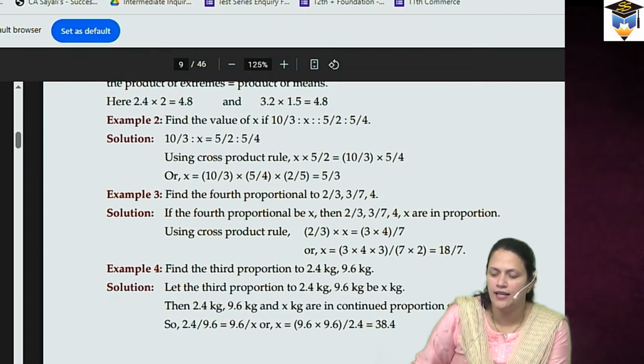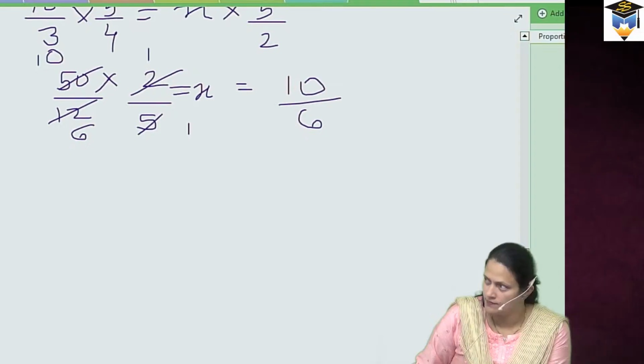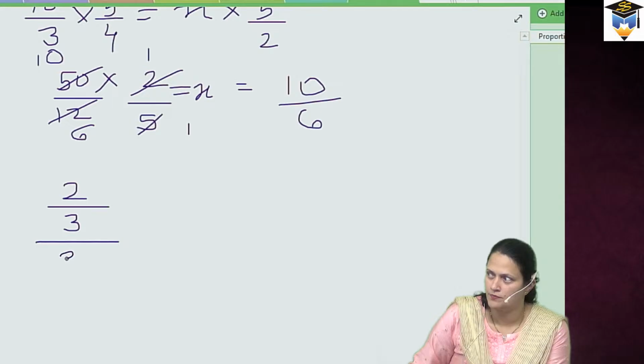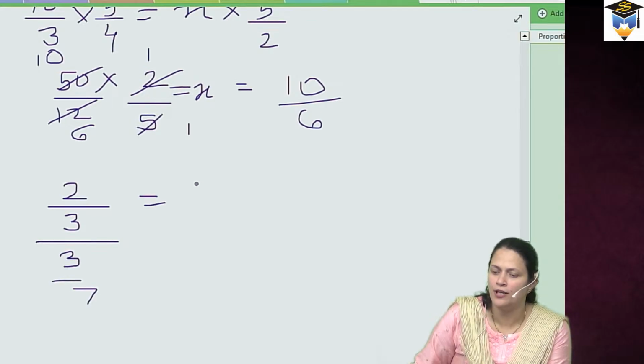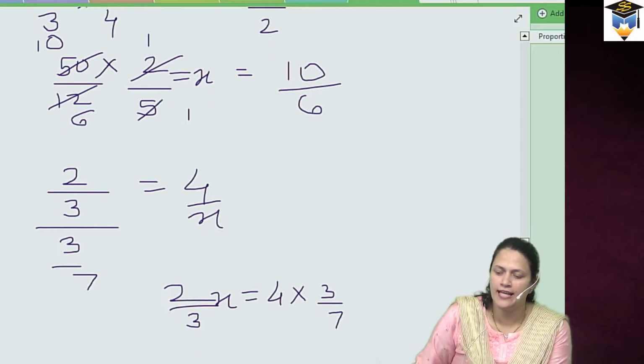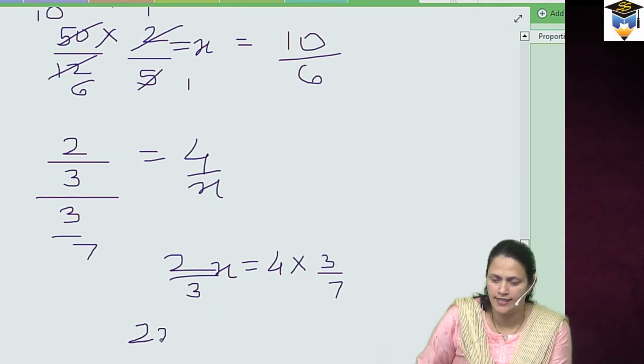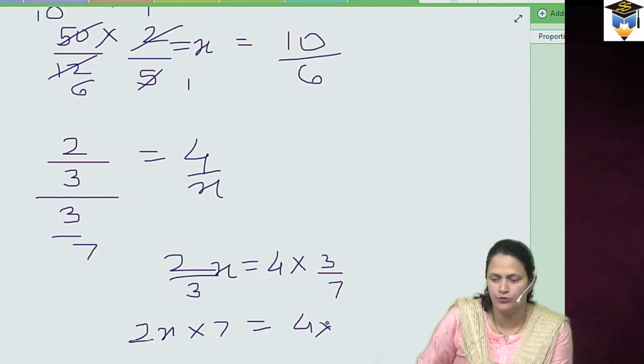So 2 upon 3 upon 7 is given to us as 4 upon x. Again, cross multiply. So 2 upon 3x is equal to 4 into 3 by 7. Or we can say 2x into 7 is equal to 4 into 3 into 3.